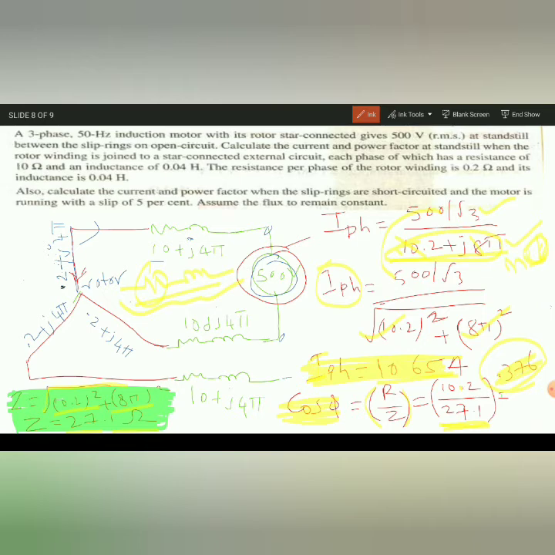So for the first condition, that is when the rotor stands still, when the slip is equal to 1, the current value is 10.65 ampere and the power factor is 0.376. Okay, so this is the first one. Now let us do the second part.